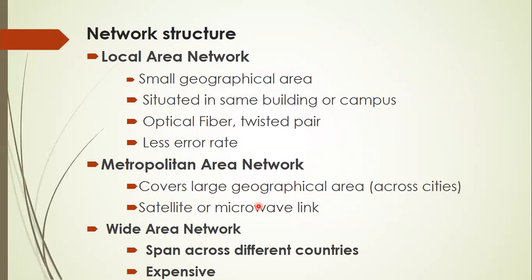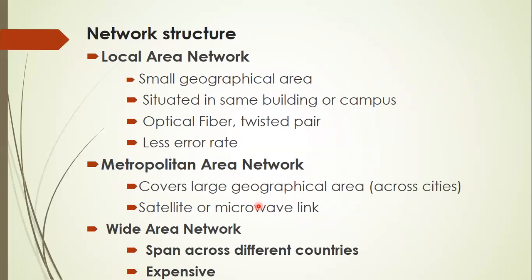There are three ways in which we can connect different computers in a distributed system, depending on the geographical coverage. We categorize them into three types: local area network, metropolitan area network, and wide area network. We call them LAN, MAN, and WAN.